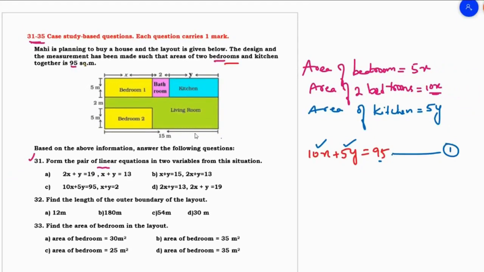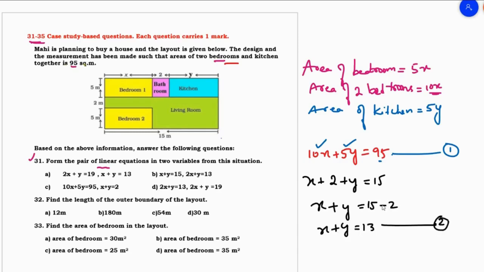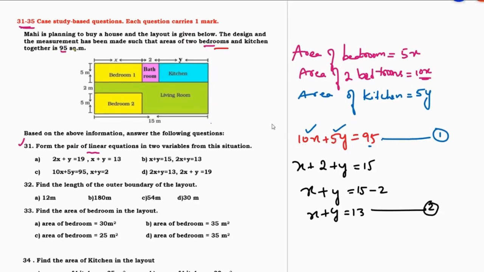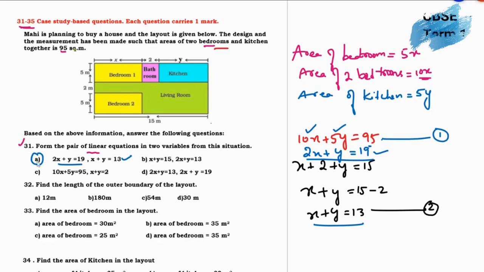The length in the question is given as 15 meters and the other side of the length is given as x plus 2 plus y. So I will write x plus 2 plus y is equal to 15, because in a rectangle opposite sides are equal. So x plus y is equal to 15 minus 2, which is nothing but 13. So this is the second equation. We'll write the simplified form of first equation, which is 2x plus y is equal to 19. So the pair of linear equations are 2x plus y is equal to 19 and x plus y is equal to 13. So for 31st question, option A is the correct answer.